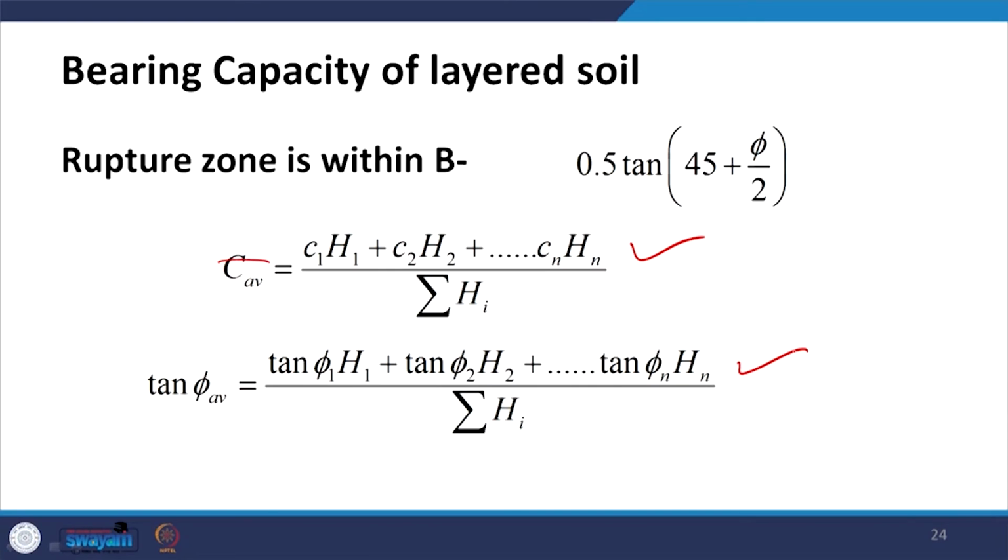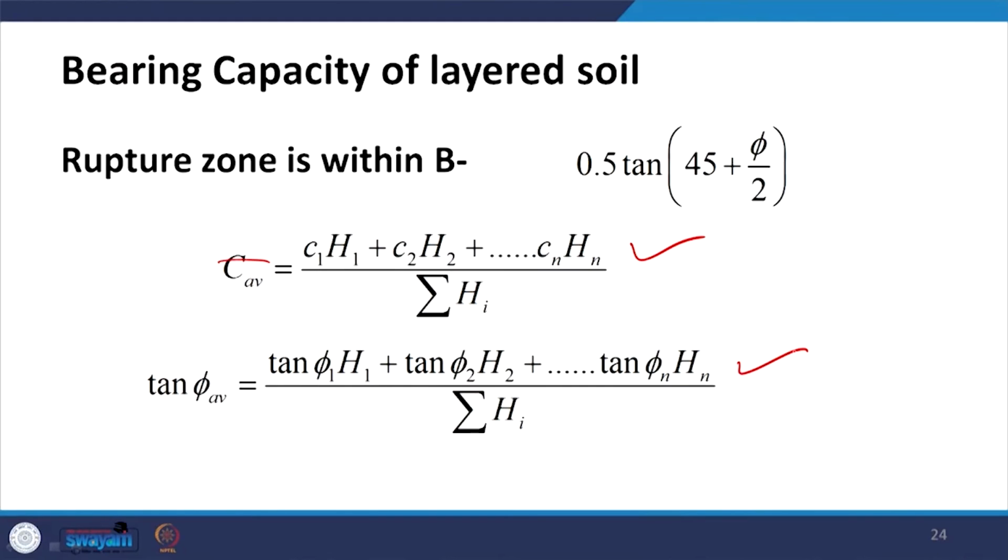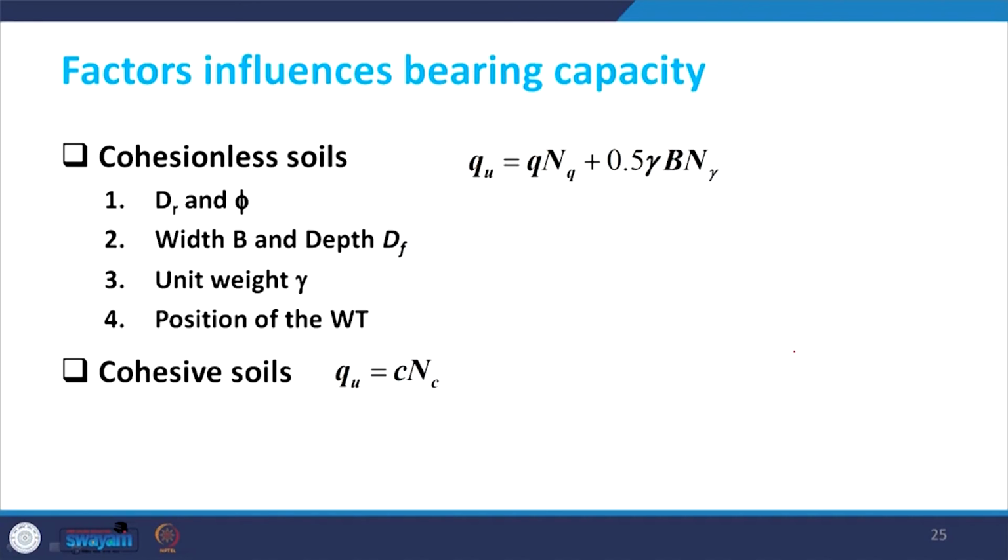So, basically this is a weighted average, and the weightage is given by the thickness of the layer. If some layer is thick, then naturally it will have more say in that calculation. So, C1 H1 plus C2 H2 plus Cn Hn divided by total depth. The same thing applies for phi, but the averaging is not done with phi directly, rather it needs to be done with tan phi1, tan phi2 multiplied by the thicknesses. So, average C and average phi should be used in the calculation.